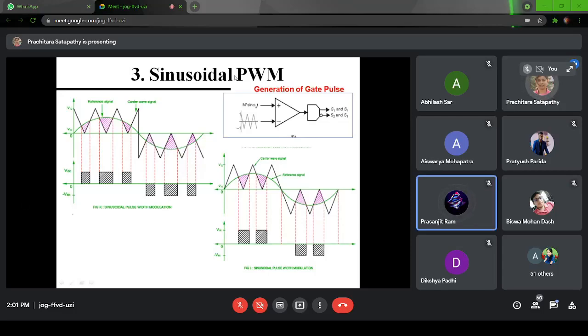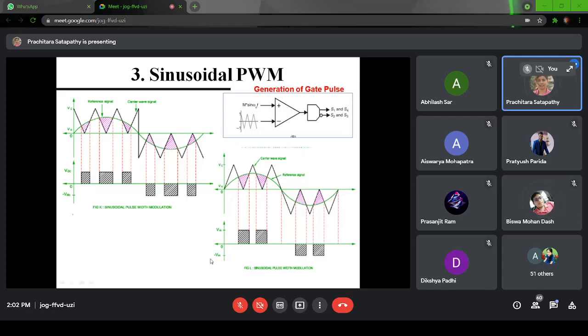So similarly, you can see here I have two signals. The first one is this sine wave. Why is this known as sinusoidal PWM? Because the reference signal is a sine signal. Here it is mentioned also: reference signal and carrier wave signal. So here the sine is the reference signal and this triangular is the carrier signal. Okay.